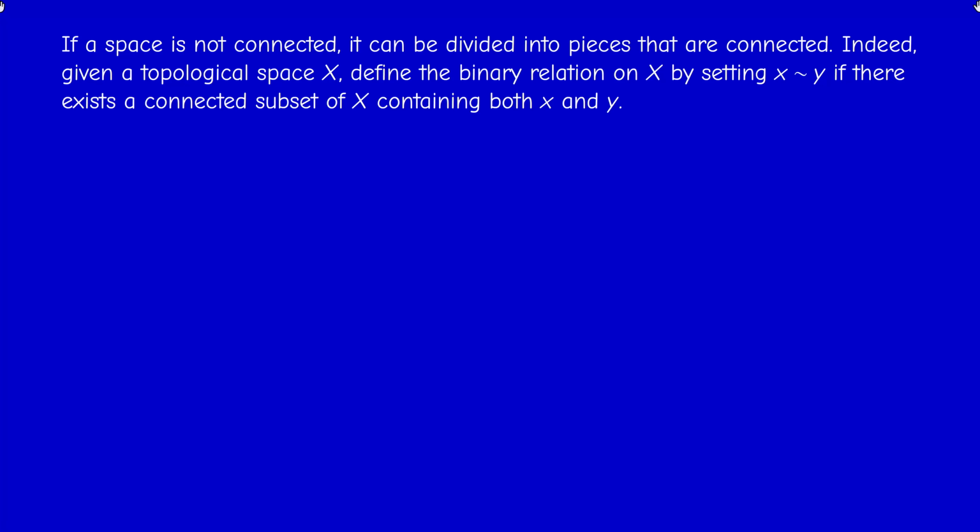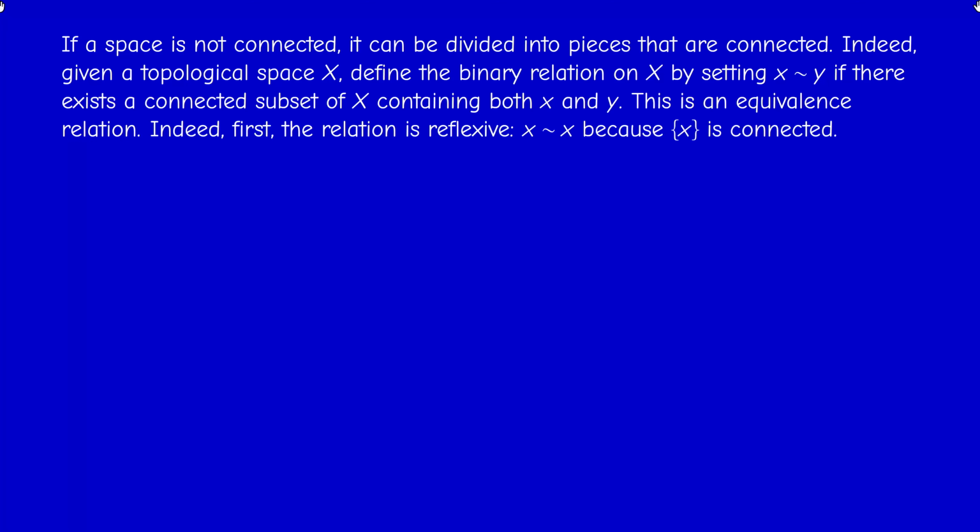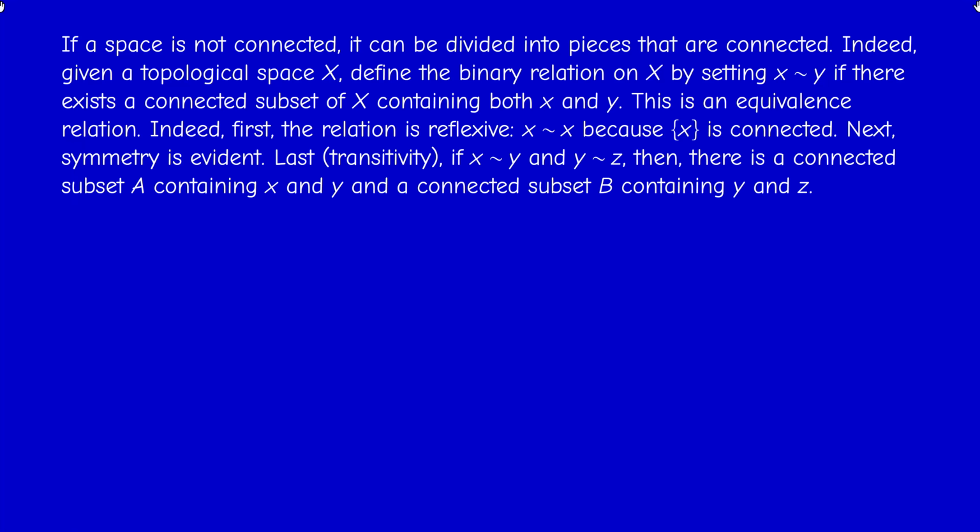If you have a topological space X, we define a binary relation on X in the following way. Two points x and y are related if there exists a connected subset of X containing both x and y. So now let us check quickly that this is indeed an equivalence relation. x is related to itself because the singleton {x} is connected, and symmetry should be clear as well. Transitivity is a little bit less clear.